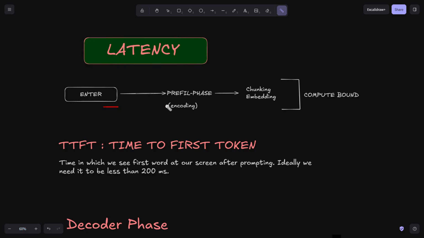When you hit enter on a prompt, the model enters the pre-fill phase. Think of this as the model reading your entire prompt in one giant gulp. It's calculating the relationships between every single word you sent. This is compute bound. This gives us our first major metric, TTFT, time to first token. If your TTFT is high, you're just staring at a spinning loader. For a great user experience, we want this under 200 milliseconds.